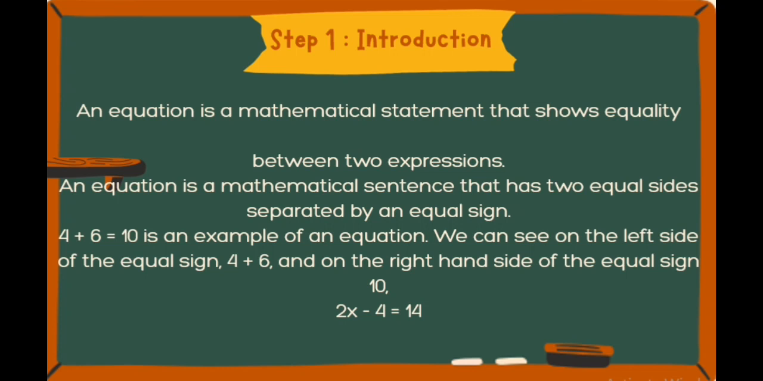So immediately we have our equality sign, then it changes to an equation. Now we can see on the left side of the equal sign we have 4 plus 6, and on the right hand side we have the equal sign and we also have 10. So this makes an equation. And now we also have 2x minus 4 equals 14. This expression, 2x minus 4 equals 14, is an equation.